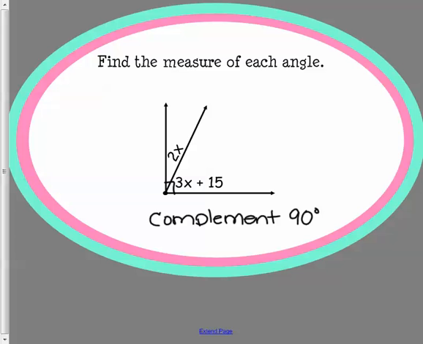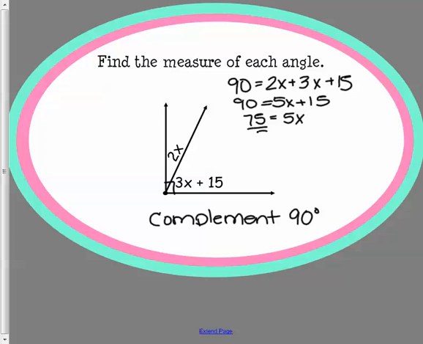Okay, so here's my work. I'm going to set these two angles added together equal to 90 degrees. So we get 5x plus 15 equaling 90 degrees. If I take 15 away from both sides, I'm left with 75 degrees over here equaling 5x. If I divide by 5, I'm left with x equaling, so x equals 15.